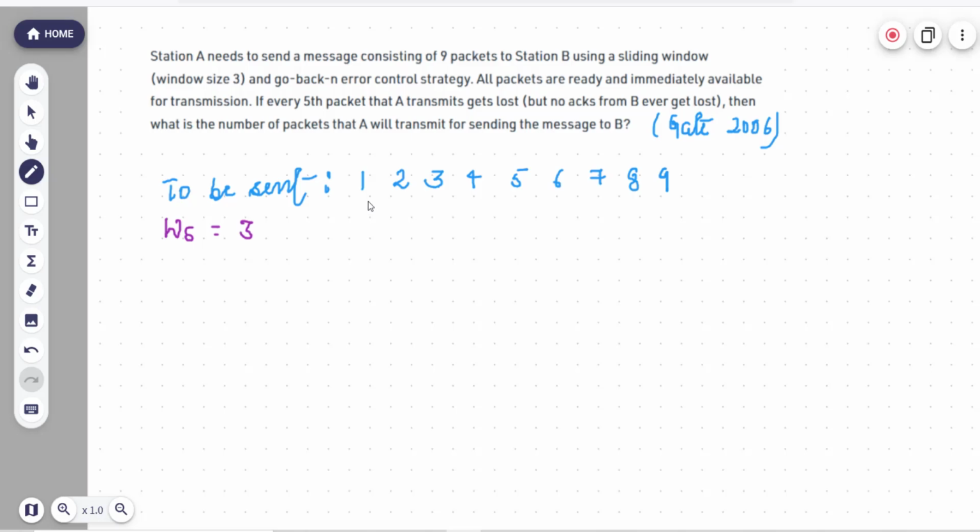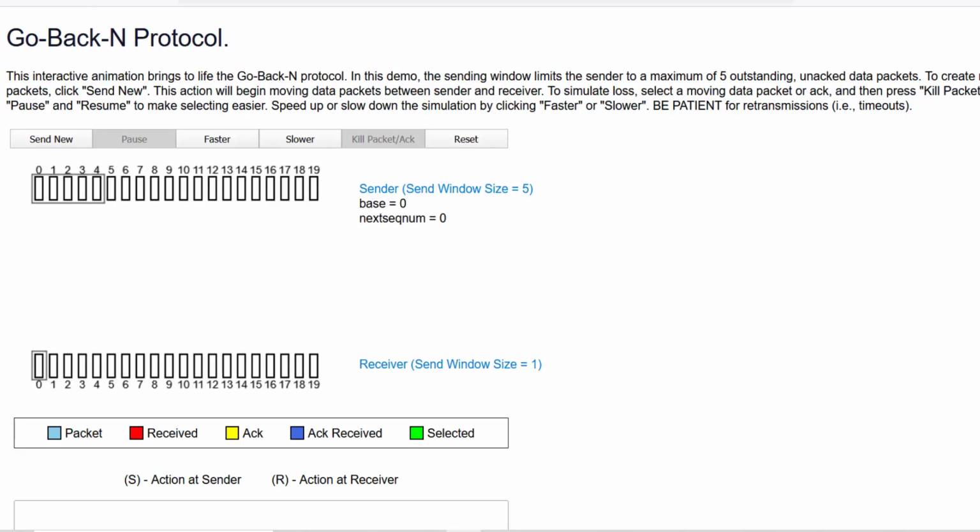So the 5th packet that the sender will transmit, it is sure that it will get lost. So the sender has to again send all the packets in the window. We will understand how that will work. The question asks for the number of packets that A will transmit for sending the message to B. Before solving this question, we have to look into this visualization.